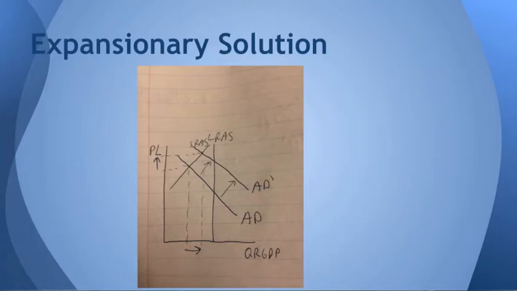The expansionary solution would entail increasing AD by decreasing taxes and/or increasing government spending to stimulate the economy. This would cause an increase in price levels but would lower the unemployment rate. Fixing stagflation is a classic example of how people face trade-offs, high price levels for lower unemployment.